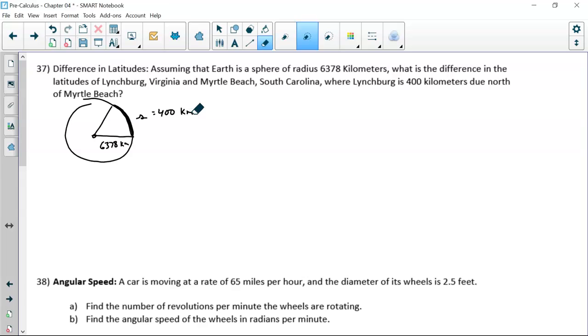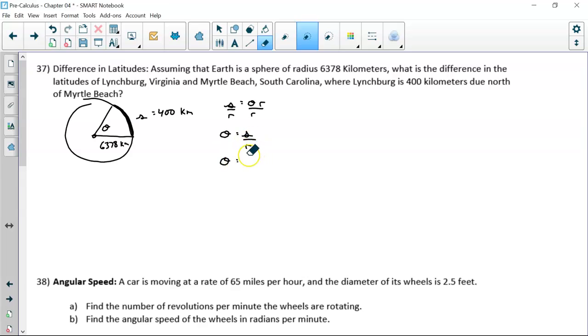Now we want to find out how far apart they were. We're going to find out what theta is. So keep in mind, S equals theta times r. The arc length is theta times the radius. Now we can rearrange this to solve for theta. We can divide both sides by r, and theta equals S, the arc length, divided by the radius.